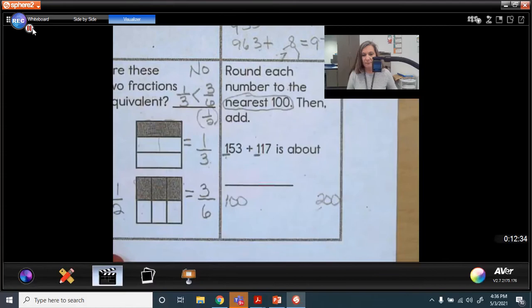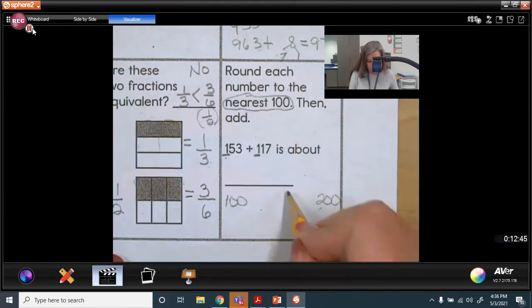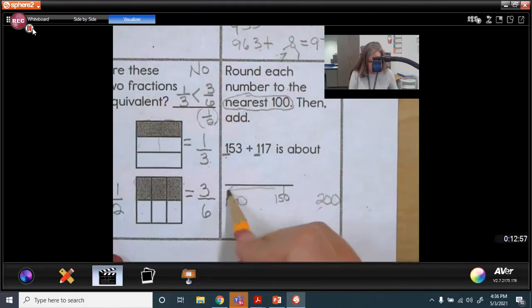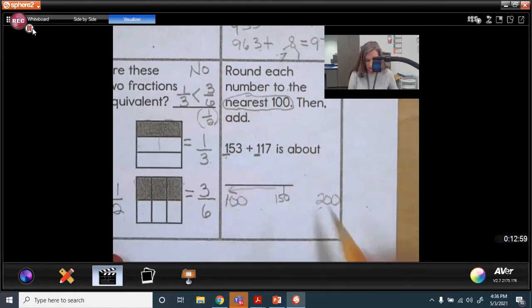Now remember what's in the middle of 100. What's halfway between 100 and 200? If you said 150, you would be correct. 50s are always the middle when we're rounding to the closest 100. So if it's less than 50, we're going to round down to 100. If it's greater than 50, we're going to round up to 200.